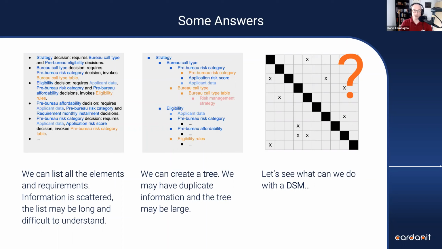For example, in the list, the information is scattered, and both the tree and the list may be long. In the tree, you may have a problem of duplication in information, in particular when you have an element that is involved in more than one requirement, then you need to decide where to put its details and so on. And there may also be other possible answers. And one answer that we think is interesting is to use Design Structure Matrix.